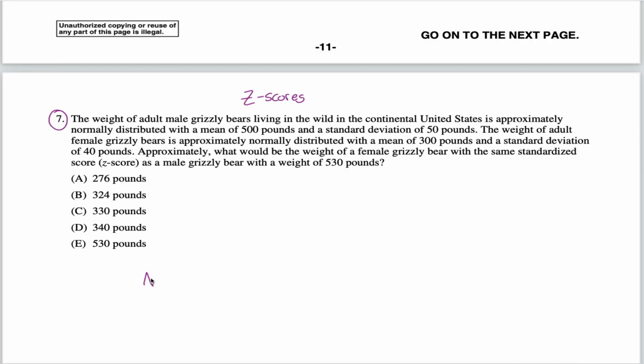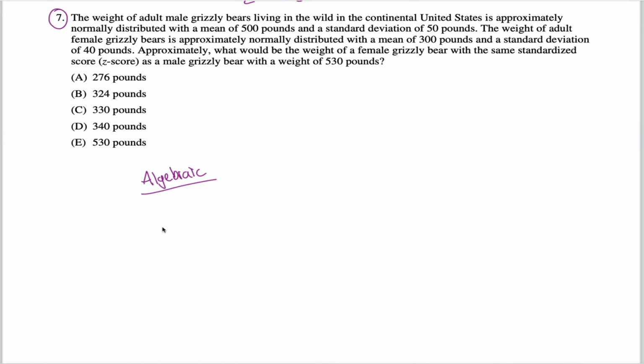So first, the algebraic method. In order to solve this problem algebraically, you need to know that z is equal to the observation minus the average divided by the standard deviation. I'm assuming that the average and the standard deviation are sample statistics, but in the case that you have population parameters, the formula would look a little bit different, but essentially capture the same information. You take your observation, you subtract the mean, and you divide by the standard deviation.